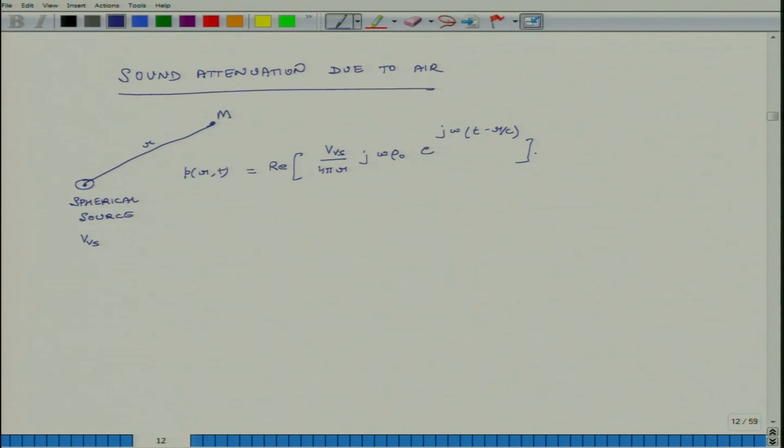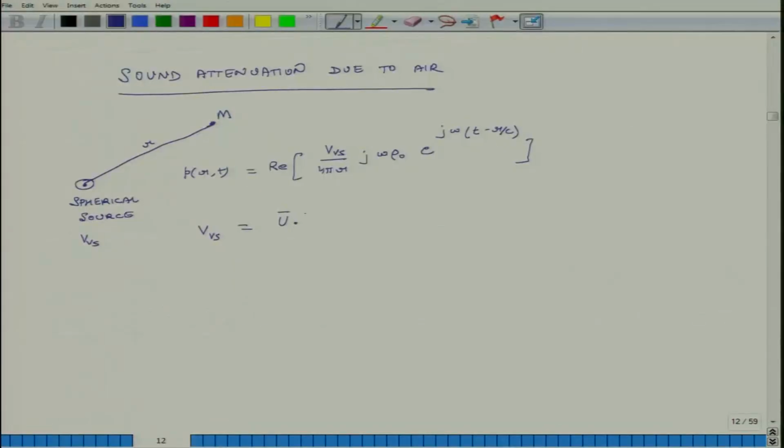This is the expression which we had developed several weeks back in time, where volume velocity of the source was what? It is the velocity of the outside surface of the sphere, because the surface of the sphere is expanding and contracting uniformly. So, velocity of that thing as a function of time times the outside surface area. Okay. So, that is what volume velocity is, and this is the expression we have developed.